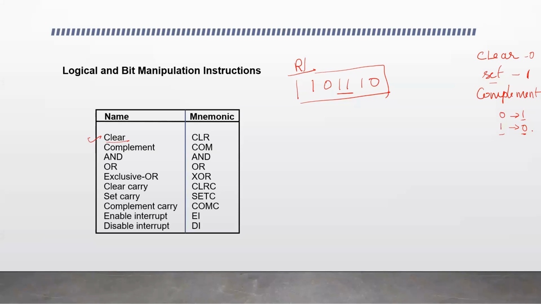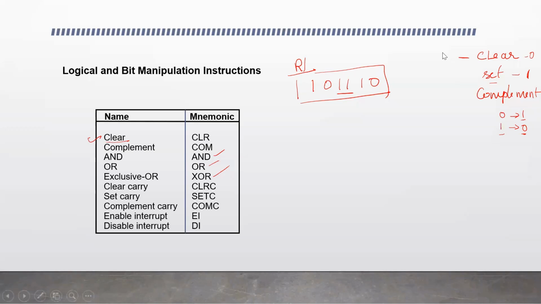So these operations can be performed by using the logical operations AND, OR, and exclusive OR. Selective clear, selective set, and selective complement. These operations can be performed using the logical operations AND, OR, and exclusive OR. So let's see how this clear is done.